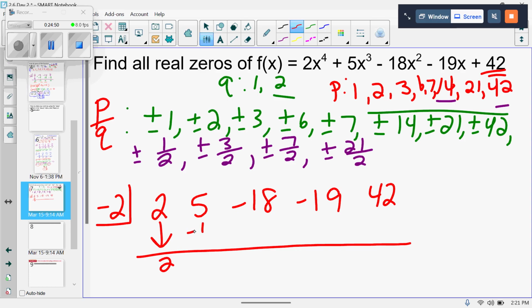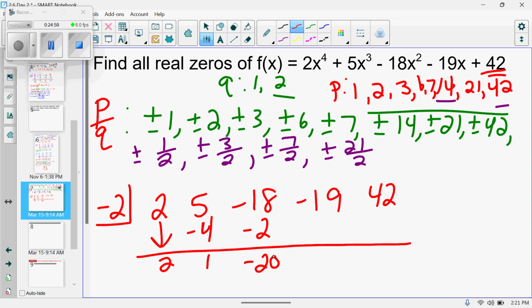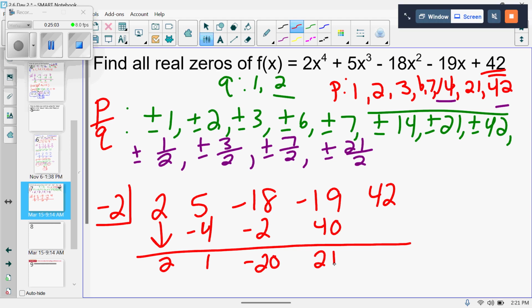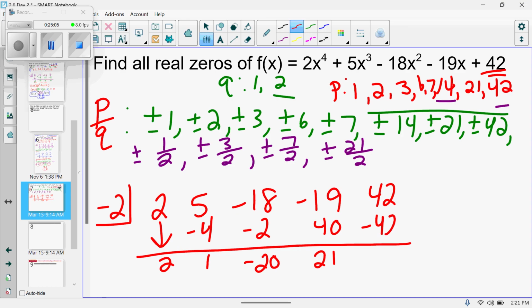Negative 2 times 2 is negative 4. 5 plus negative 4 is 1. Negative 2 times 1 is negative 2. Add straight down, you get negative 20. Negative 2 times negative 20 is positive 40. Add straight down, we get 21. Negative 2 times 21 is negative 42.